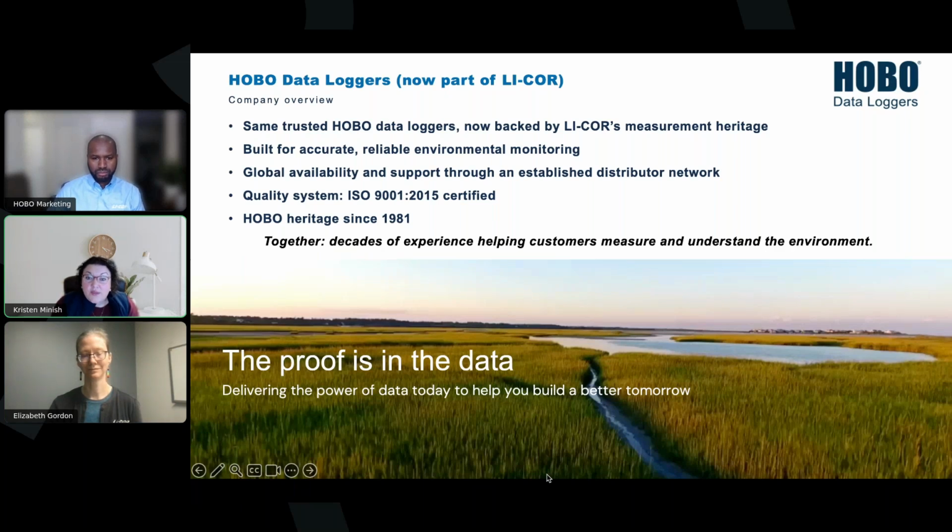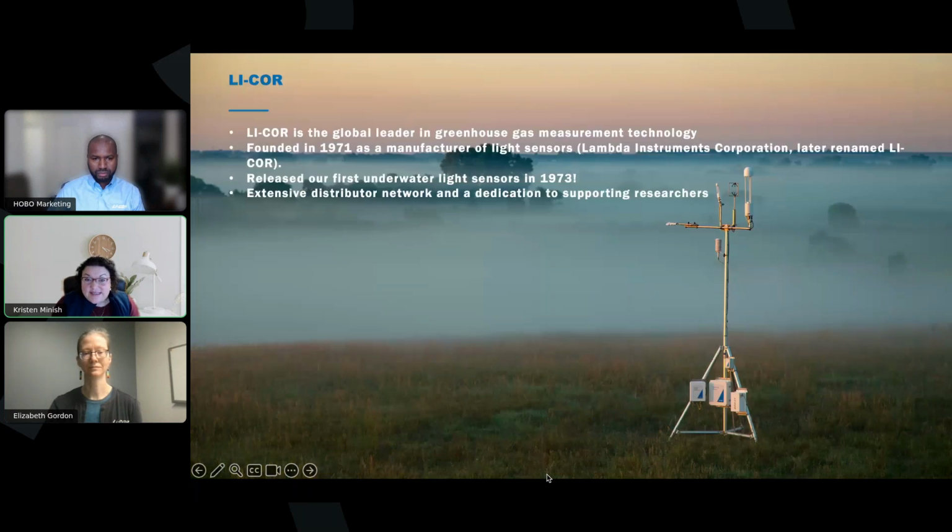Coupling this with the Lycor family, Lycor has been built on light measurement. We've been building light sensors since the early 1970s and have used the light sensor technology as a basis to our greenhouse gas measurement technology, which we're now a global leader in. We are both supported by a global network of partners and channel resources to be able to assist you no matter where your research takes you within the world.